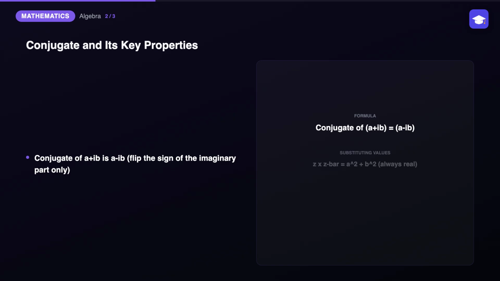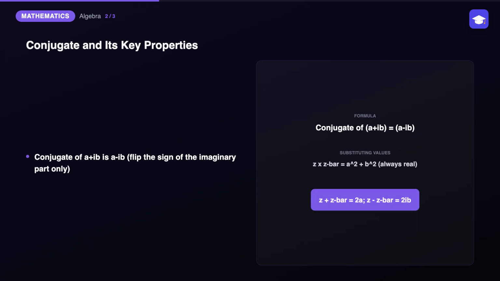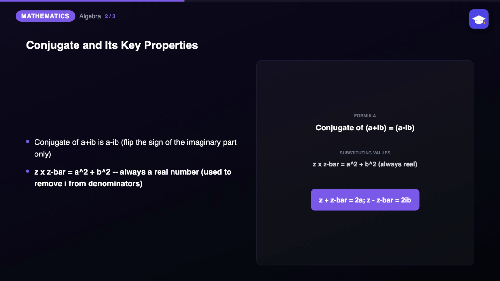The complex conjugate of a plus ib, written with a bar on top, or sometimes as z star, is a minus ib, simply flipping the sign of the imaginary part while leaving the real part genuinely unchanged. The conjugate has several properties that appear constantly throughout this entire chapter. First, z times its own conjugate z bar equals a plus ib times a minus ib, which works out to a squared plus b squared, a genuinely real number.